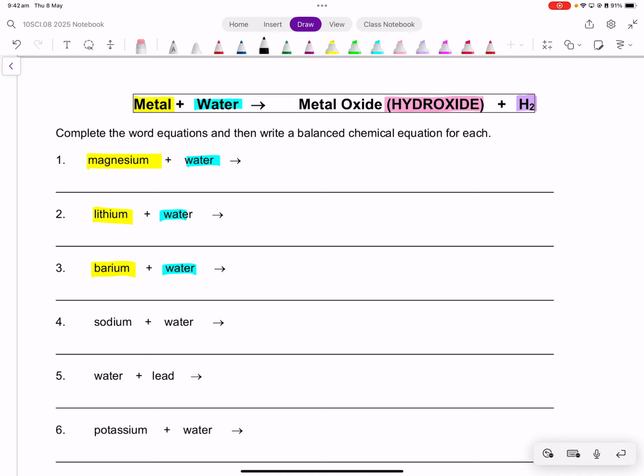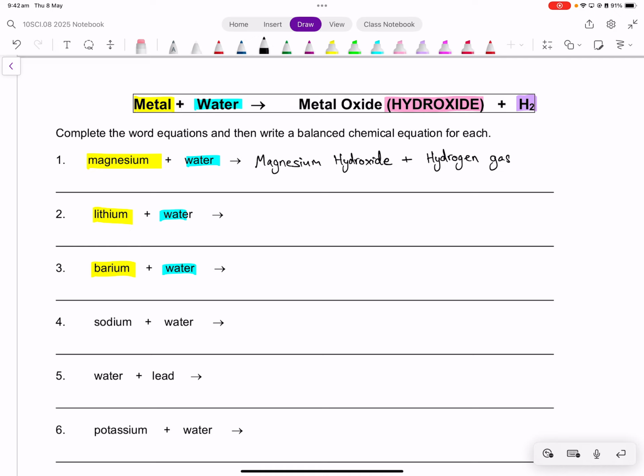So let's write the word equation for this first one out together. Magnesium, metal, plus water produces magnesium hydroxide, excellent, plus H2. Hydrogen what? Hydrogen gas. And those are the bubbles that we saw forming when we added our metal to our water in our experiment. So those were bubbles of hydrogen gas.